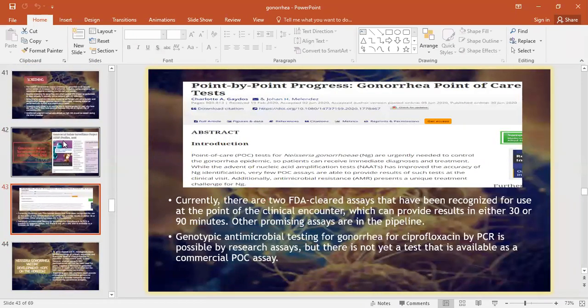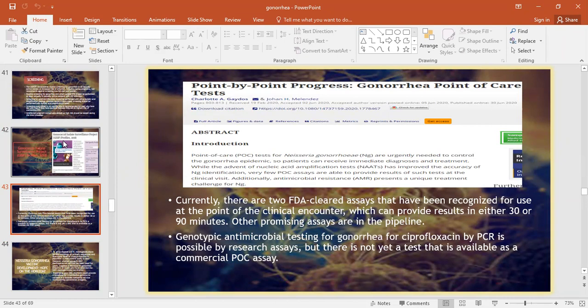Point-by-point progress: gonorrhea point-of-care tests. Point-of-care tests for Neisseria gonorrhoeae are urgently needed to control the gonorrhea epidemic so that patients can receive immediate diagnosis and treatment. Currently, there are two FDA-cleared assays that have been recognized for use at the point of clinical encounter, which can provide results in either 30 or 90 minutes.